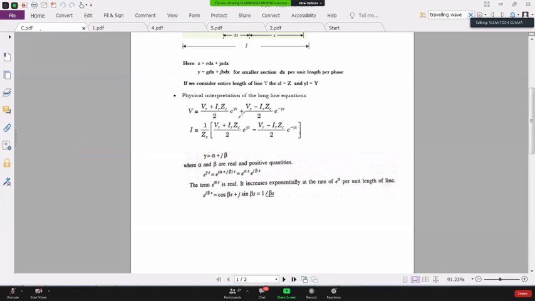As voltage and current are multiplied with your exponent term, which has alpha and beta, from this I can say this voltage and current will have change in magnitude as well as phase with respect to the distance, as we travel along the line. That is a conclusion.